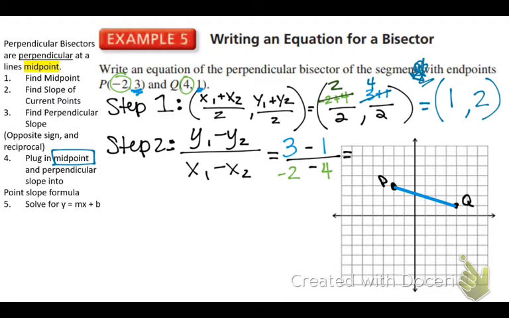All right, 3 minus 1 is 2. Minus 2 minus 4 is -6. Do we believe in reducing? We sure do. What is 2 over -6 reduced to? -1/3, yep.